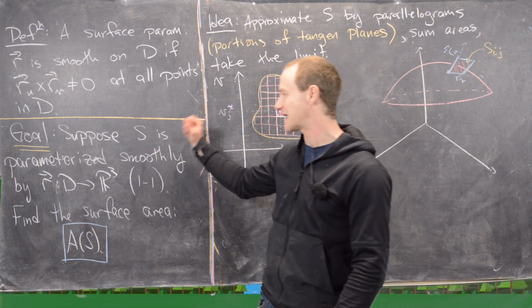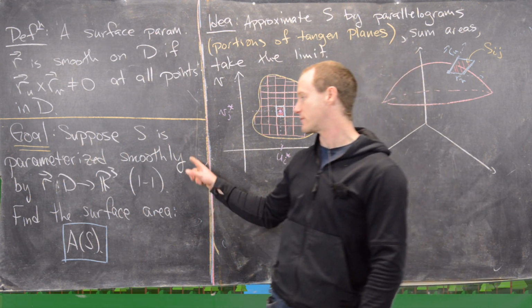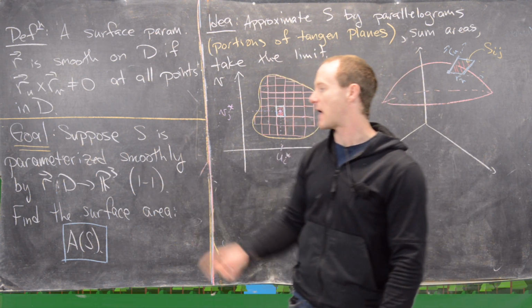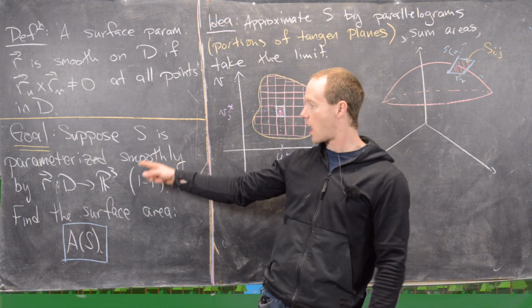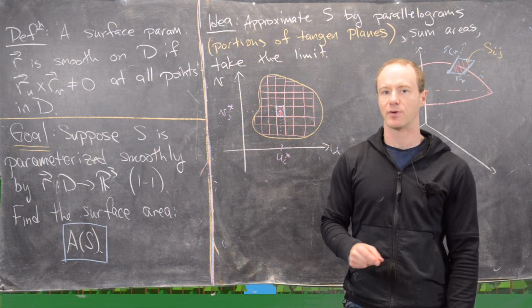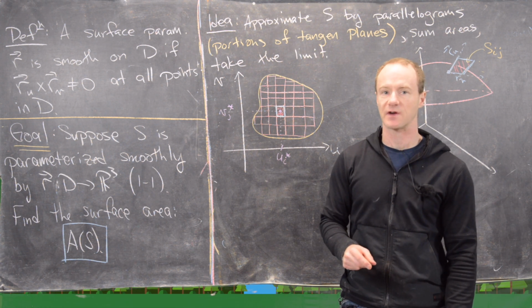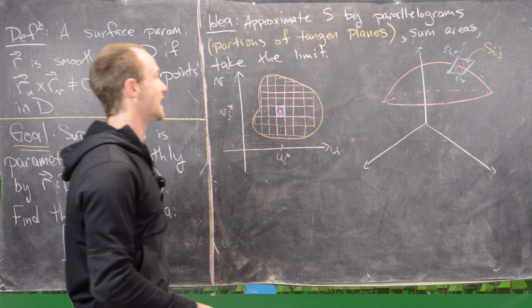Okay, so like I said, our goal is to say we have S, which is parameterized smoothly by R, which goes from D in R2 to R3, and also we need this to be one-to-one. Otherwise we'll be double counting part of the surface as we do the calculation for area, and our goal is to find the area of the surface, so I'll call that A(S).